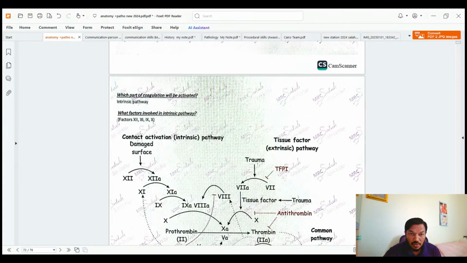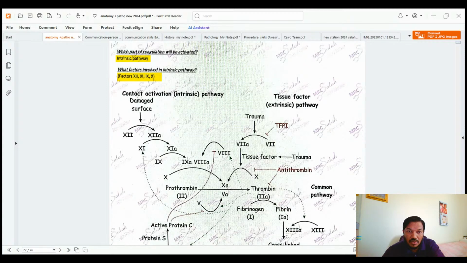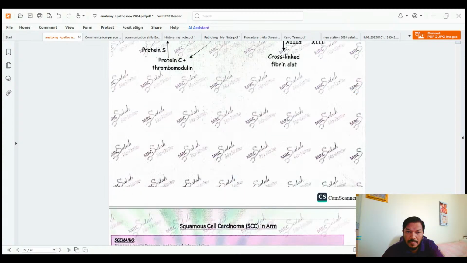Which part of the coagulation cascade will be activated? The intrinsic pathway will be activated. What factors are involved in the intrinsic pathway? Factors 12, 11, 9, and 10. Okay.